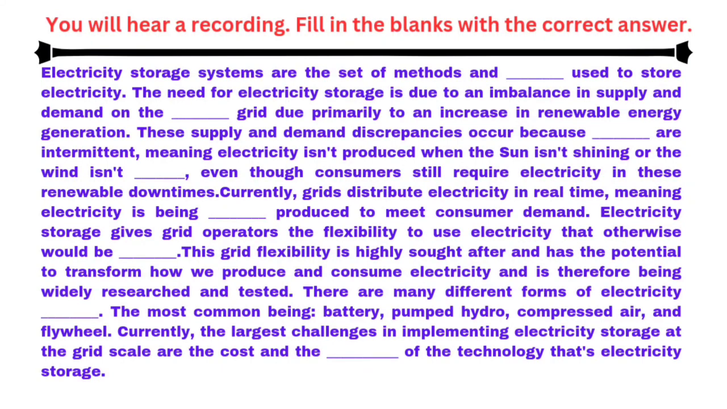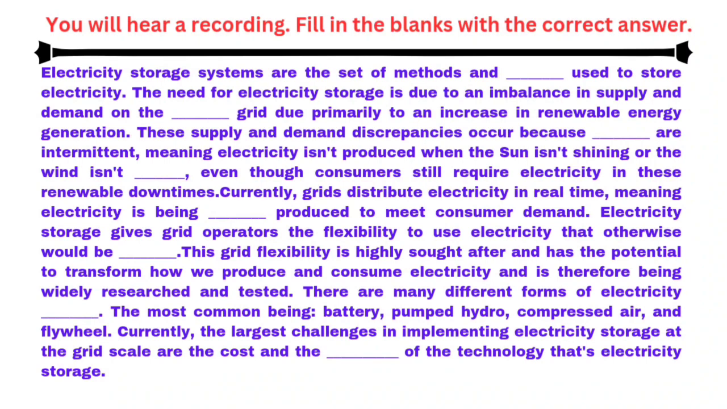Electricity storage systems are the set of methods and technologies used to store electricity. The need for electricity storage is due to an imbalance in supply and demand on the electrical grid, due primarily to an increase in renewable energy generation. These supply and demand discrepancies occur because renewables are intermittent, meaning electricity isn't produced when the sun isn't shining or the wind isn't blowing, even though consumers still require electricity in these renewable downtimes.